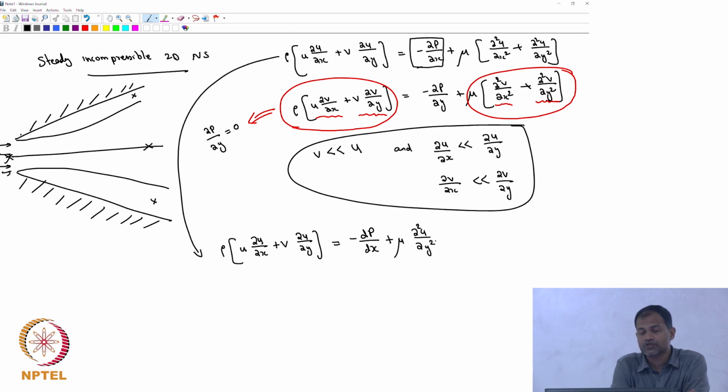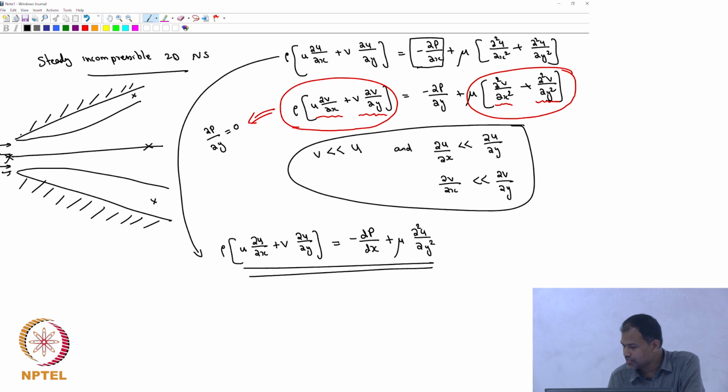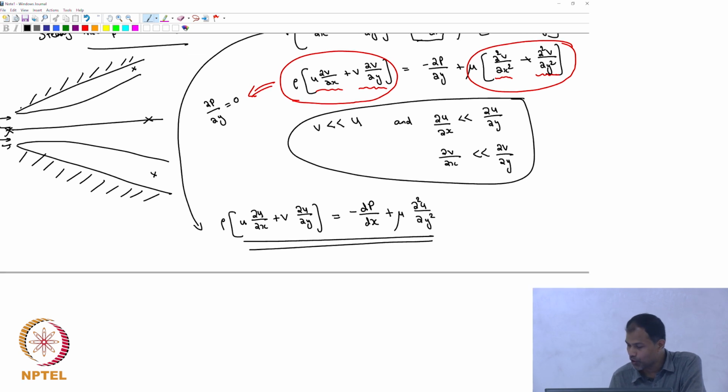I am not writing dou square u by dou x square, but it is also expected to be very small. And the only reason I want to write it down is because I want to write this equation on the surface, on the wall. I want to simplify this on the wall.